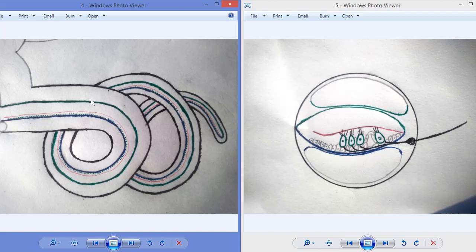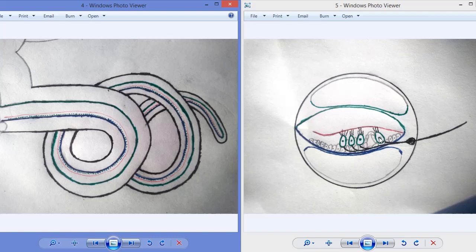Now you can see the red color, the tectorial membrane. This red color tectorial membrane is inside the cochlear duct above the basilar membrane, and in between the basilar membrane and tectorial membrane there are fine cells. These cells are called hair cells, as I have represented in dots.